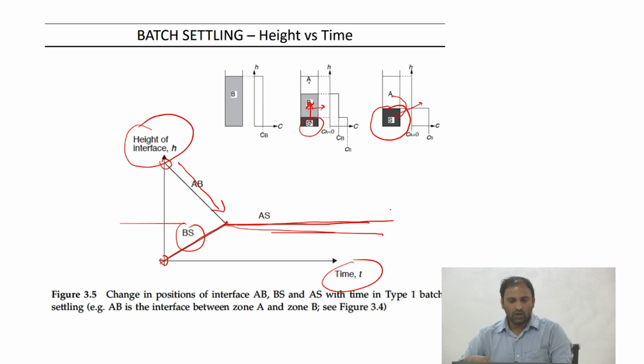Okay, so that's a case where you work with some dispersion, and you see the formation of the AB interface and the AS interface, and finally you'll have an AS interface which doesn't evolve anymore with time, right?